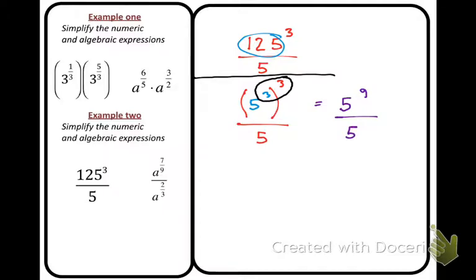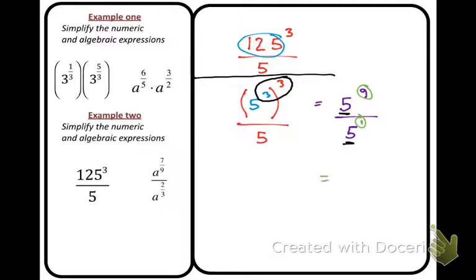Now this 5 has an invisible exponent of 1. Anytime there's not an exponent there, you just assume it's 1. Where we have like bases, our bases are both 5, and they both have an exponent. So we have 5 to the 9th divided by 5 to the first power. When we have this, we take our exponents and subtract them. So 9 minus 1 is 8.